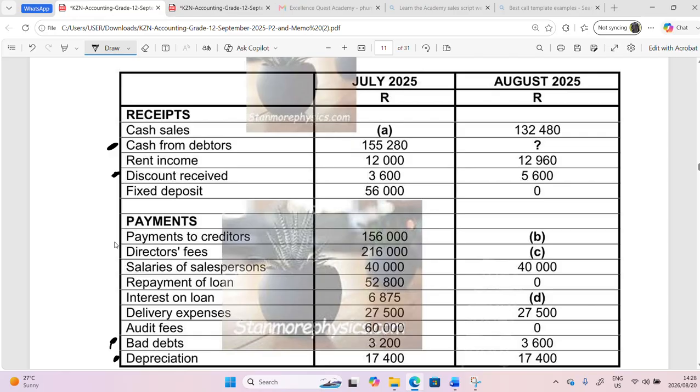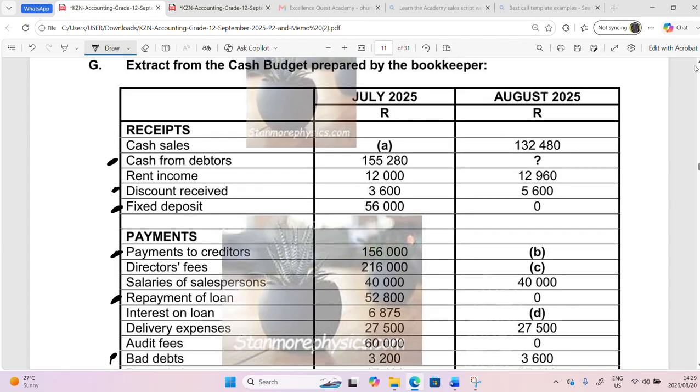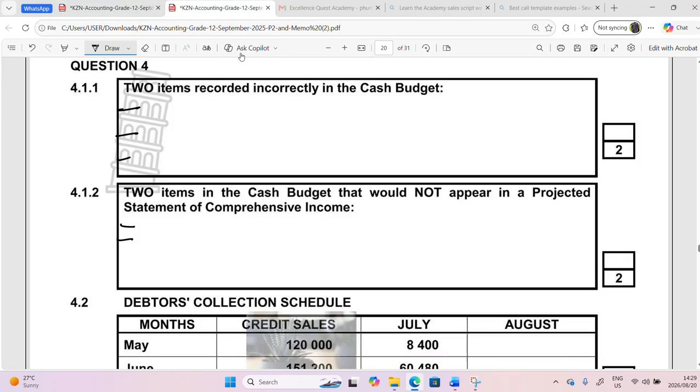Secondly, fixed deposit. Thirdly, payments to creditors, repayment of loan. Those items can only be recorded where? On the cash budget, not on the projected income statement. So let us repeat again. It is cash from debtors, fixed deposit, repayment to creditors, and repayment of loan, right? So those items, they can only be recorded on the cash budget. So what else do we need to do?